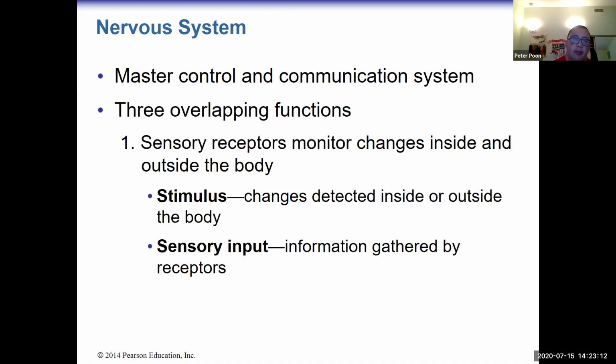So the nervous system is the master control communication system. It has three overlapping functions. One, the sensory receptors monitor changes inside and outside the body. So if you sit there and think about what's going on, exactly what are you measuring? What sensory receptors? What are you measuring? It actually ends up being a lot.